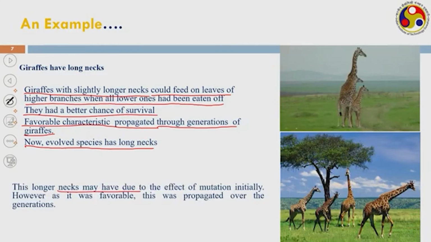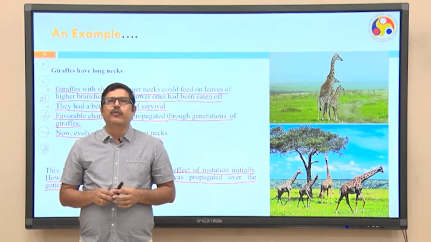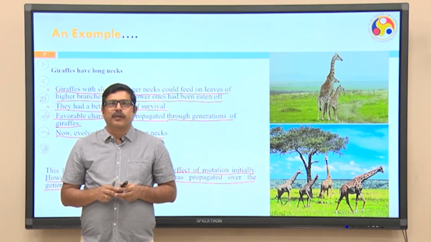This longer neck may be due to the effect of mutation initially. So, initially because of mutation some giraffes may have had a longer neck, however, as it was favorable, this was propagated over the generations, and this is basically evolution. So, you are evolving into a new species. So, I would like to give you another example.